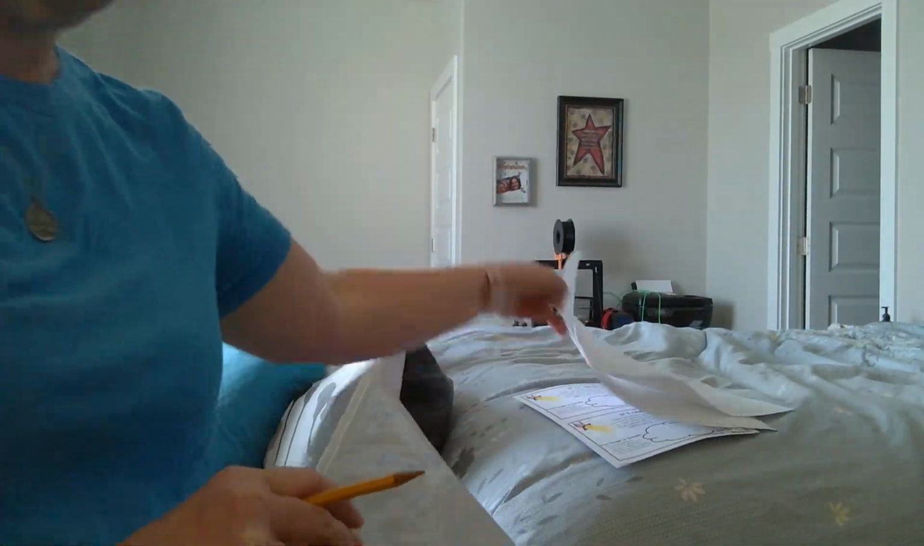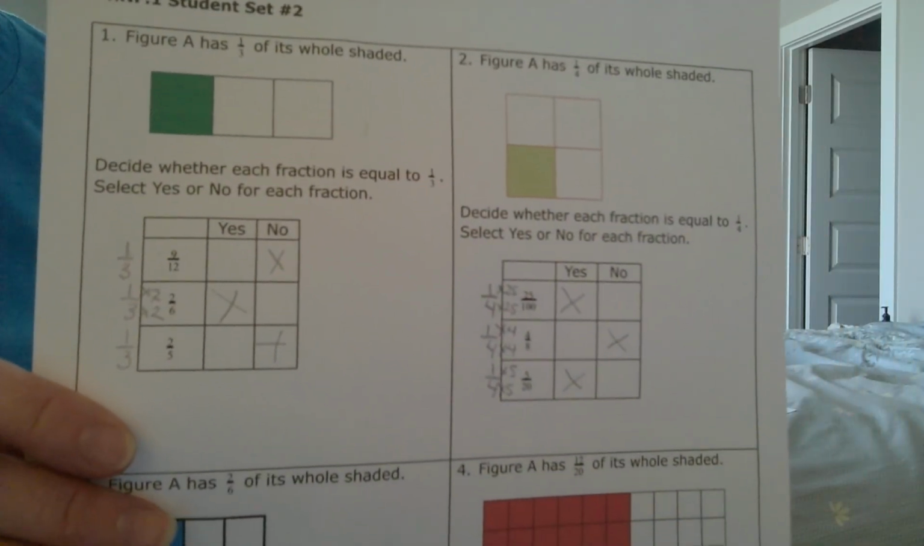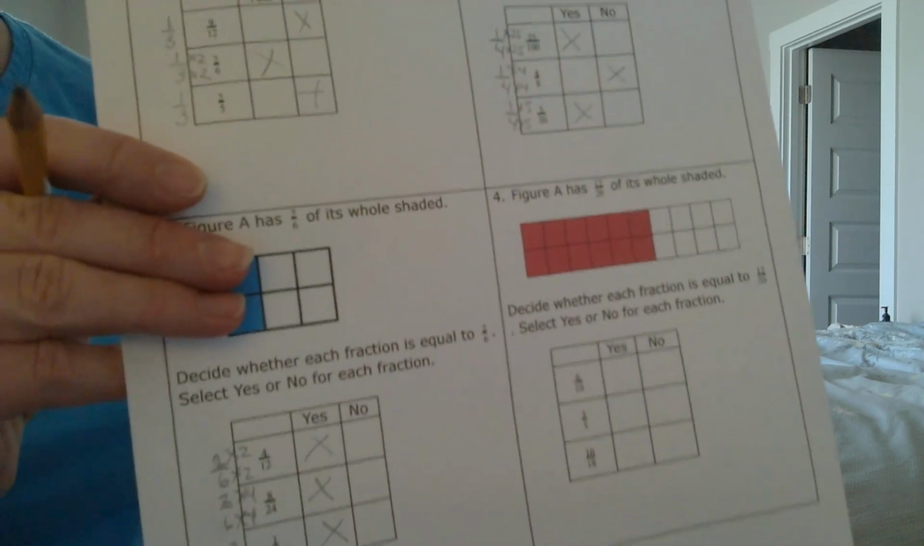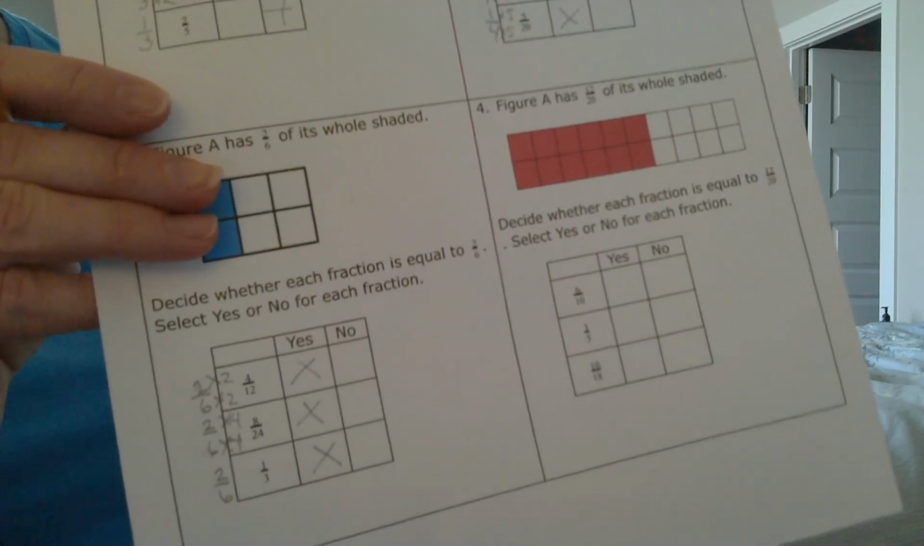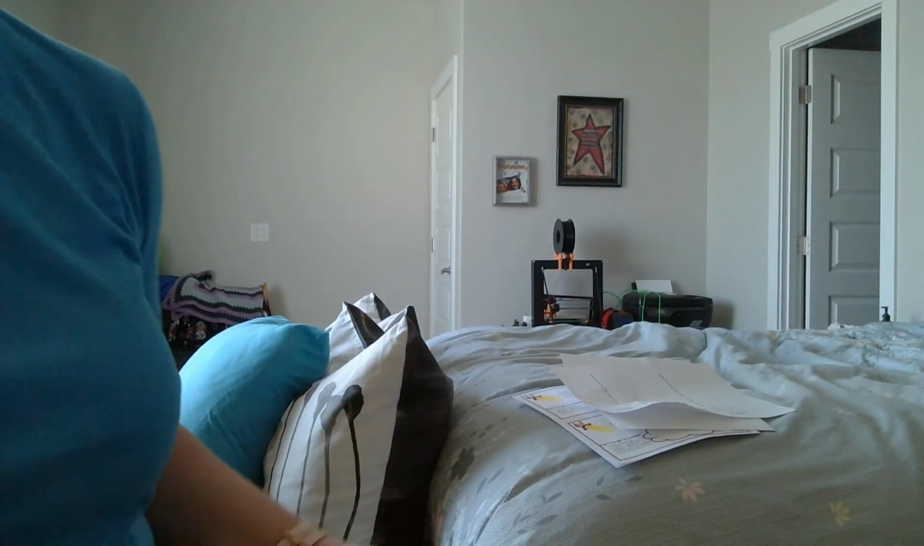All right, so now your job is to do student set number 2. Looks like this. And I did a little bit. I was working with Jackson this morning on it, so we did a little bit of the student set. So go ahead and that's what you're going to be doing.